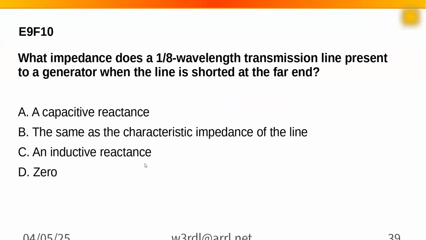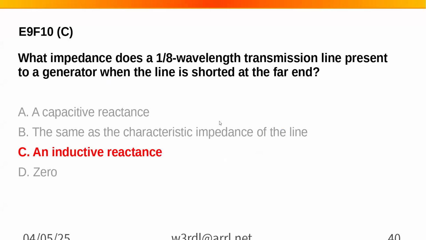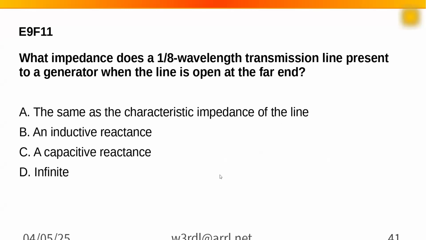What impedance does a 1/8 wavelength transmission line present to a generator when the line is shorted at the far end? Of course, this only works for one frequency or a very narrow frequency band. It's not broadband. What impedance does an 1/8 wavelength transmission line present to a generator when the line is open at the far end?